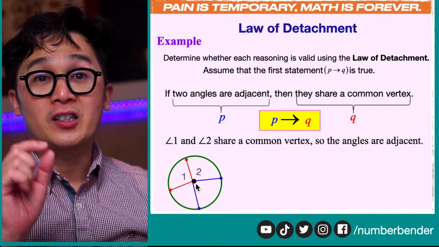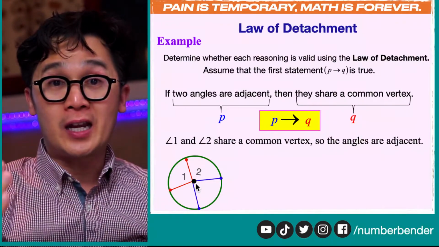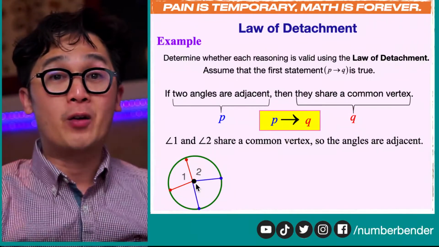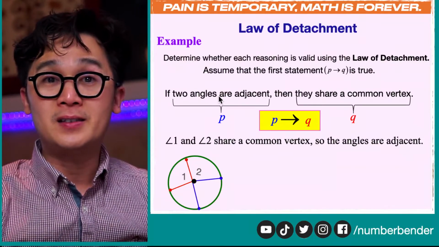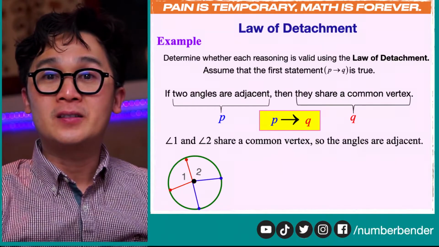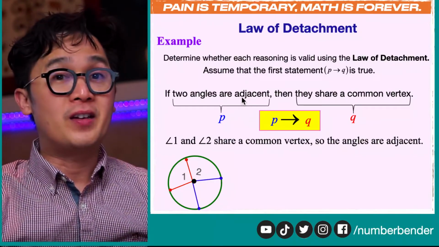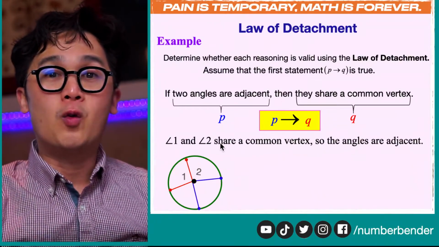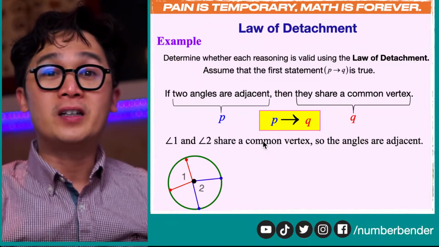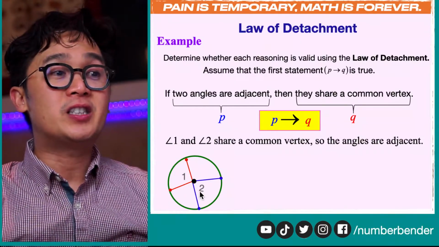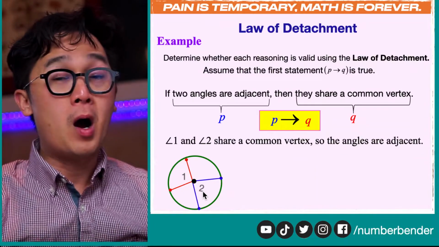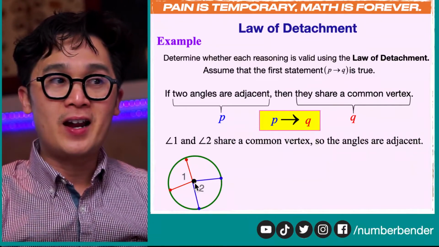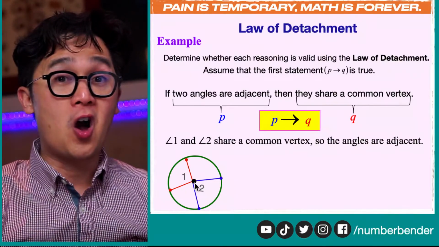Knowing how we classify a true statement from a false statement given a conditional statement, let's see if we can produce a counterexample of this hypothesis that will give us a false conclusion. So given a true hypothesis and a false conclusion, let's see if we can do that. Angle 1 and angle 2 share a common vertex. And what if angle 2 is positioned in this part of our circle? You are seeing that they still share a common vertex, but they are no longer adjacent.